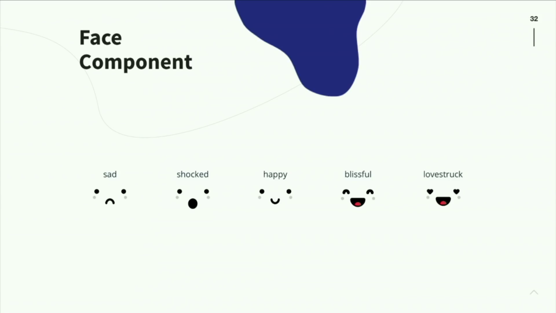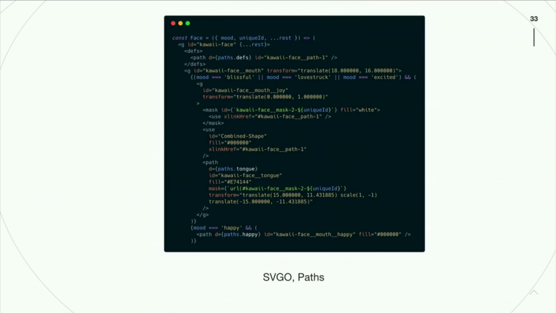or in this case, different moods. So you can have the face sad, shocked, happy, blissful, and love-struck. This is an example of the face component. The face component basically has different conditions. I'm saying here, if the mood is blissful, I will render part of the SVG. If the mood is happy, I will render part of the SVG.